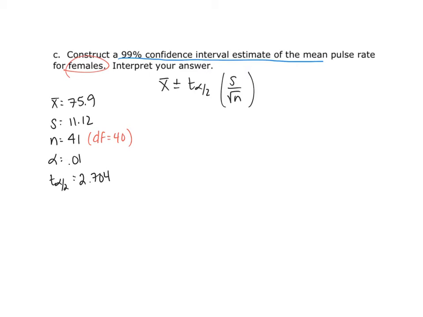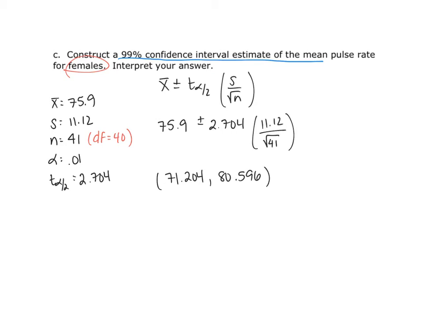So substituting into our formula, 75.9 plus or minus 2.704 times 11.12 divided by the square root of 41, which gives us a lower bound of 71.204 and an upper bound of 80.596. Our interpretation would be that we are 99% confident that the population mean pulse rate for females is between 71.204 and 80.596.